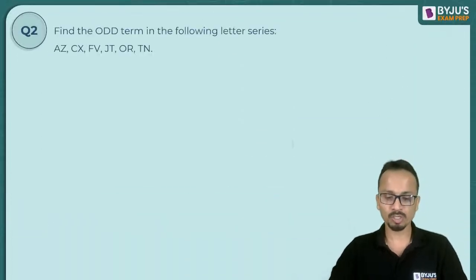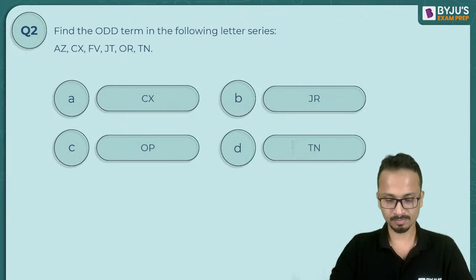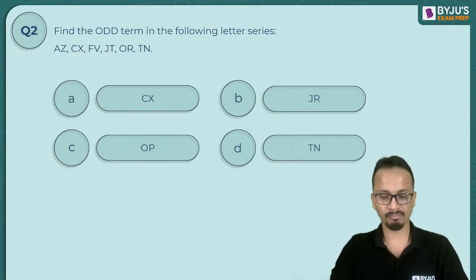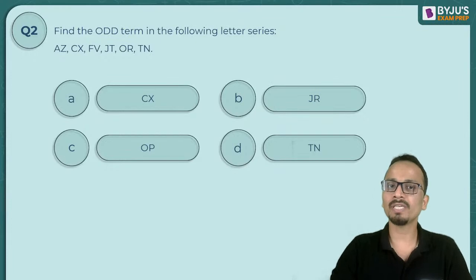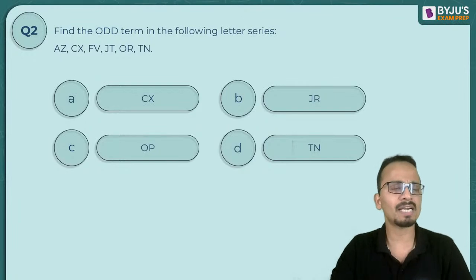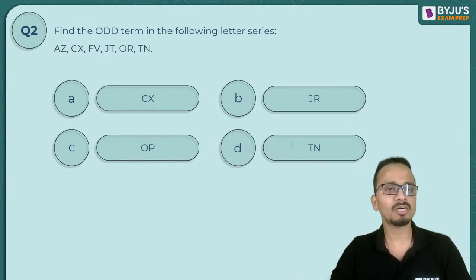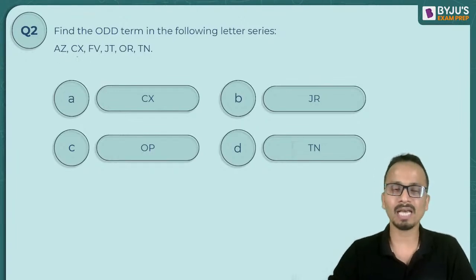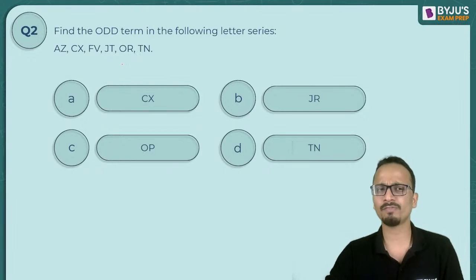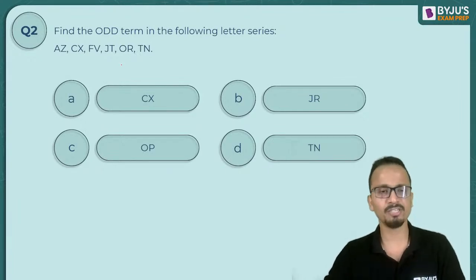Now next question, question number 2 on your screen. Now find the odd term in the following letter series. So there are 6 groups of alphabets that are given on your screen. You will have to find out the odd term in this series. These alphabets are forming a series, and you will have to find out which term does not fit into the series.